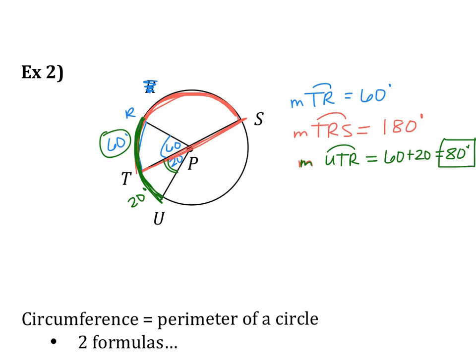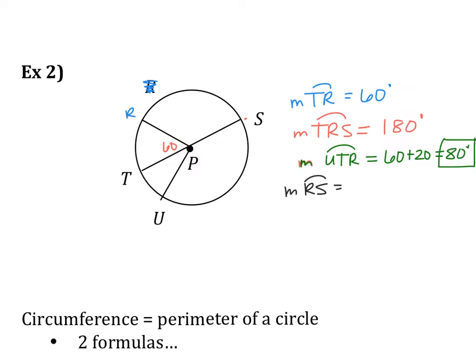Okay, and then last one of these, let's say we want the measure of arc RS. Okay, now think about what we've done with that. We said, let me get rid of some of these scribbles here. I'm just going to redraw this real quick.